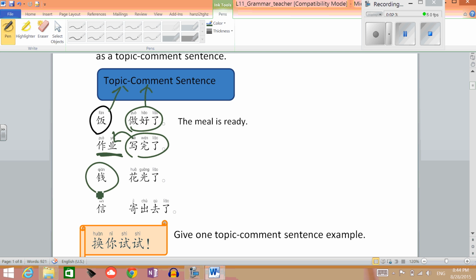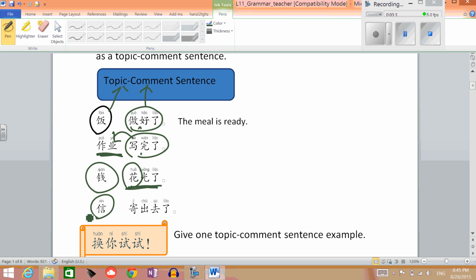Next one, 钱 money. 花光了. 花 means to spend time or money. 花 also means flower, but here we're using it as a verb. 花光了. So remember last year, the first lesson we learned about resultative complement. 花光 is one of those, right? Just like 做好, 写完. 花光, 光 means empty or gone. 光 also means light, but here means it's all spent. There's nothing left. So the money is all spent.